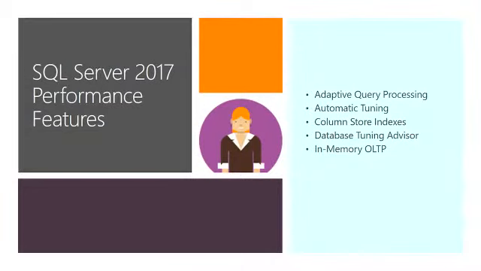Now we'll look at a few performance features that are either new or enhanced in SQL Server 2017. We'll look at adaptive query processing, automatic soft NUMA, automatic tuning, column store indexes, the database tuning advisor, and finally, in-memory OLTP.